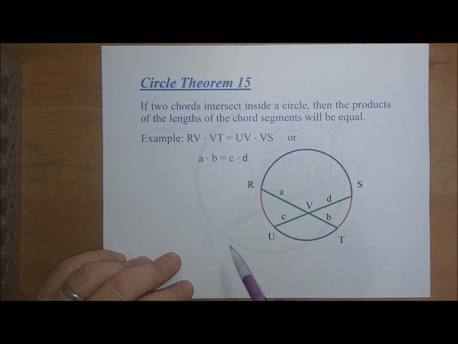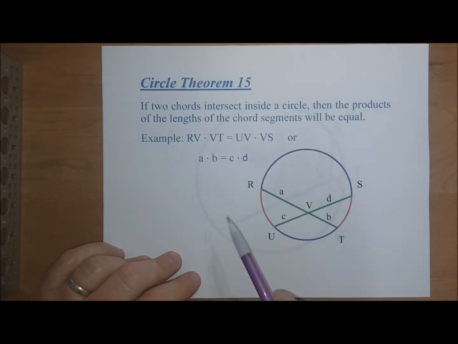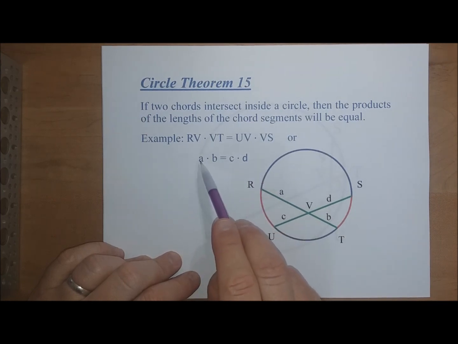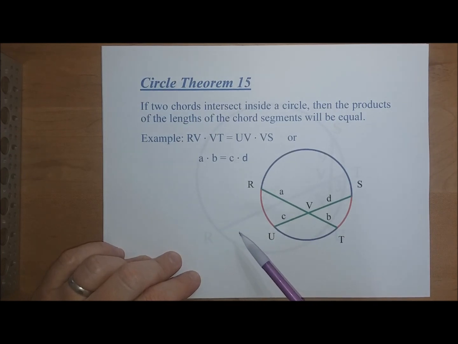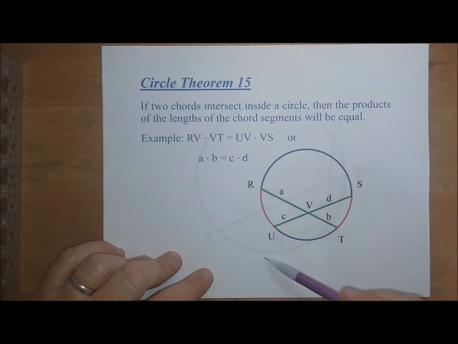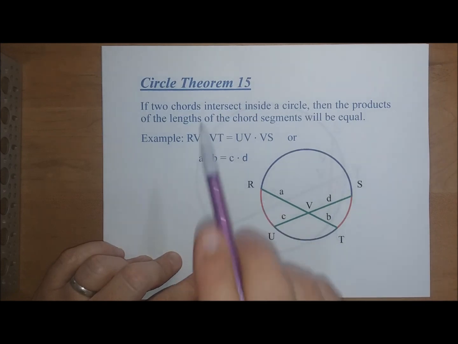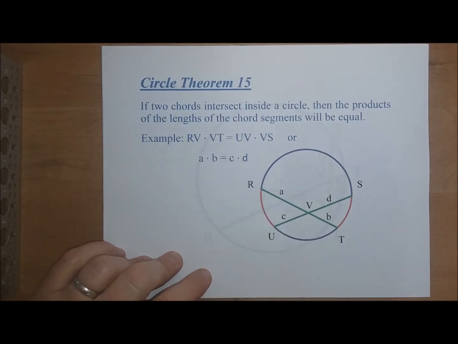Now, I'm not going to prove it right now, but I am going to do a video that I'm going to attach to this lesson that proves all the theorems in this lesson. Just to give you a hint, where could this possibly come from? A times B equals C times D. Those look suspiciously like cross products. And where do cross products come from? They come from proportions. And where do we use proportions in geometry? When we have similar triangles. Could there be similar triangles hiding in this diagram that we could use to prove circle theorem 15? Tune in for the next video and I will do that proof. In the meantime, let's go on and do some examples.